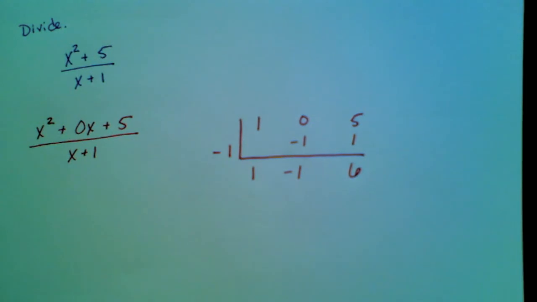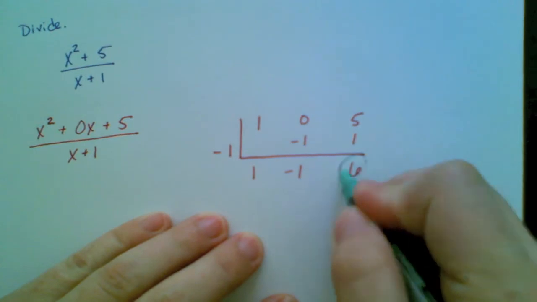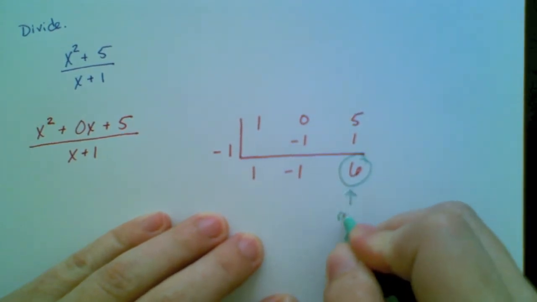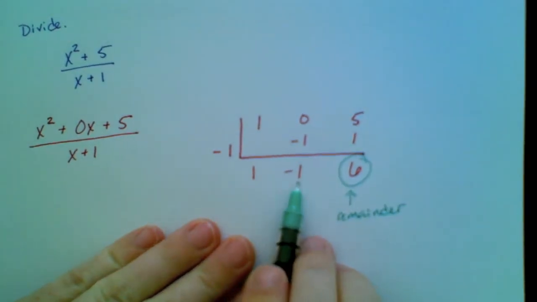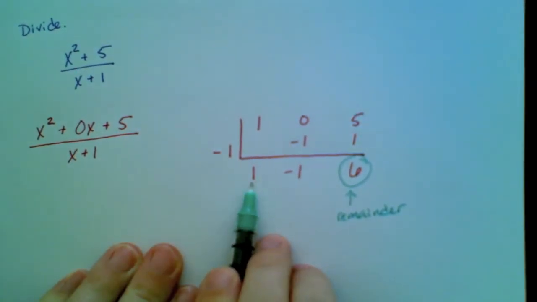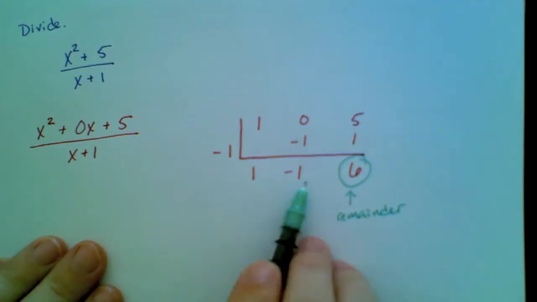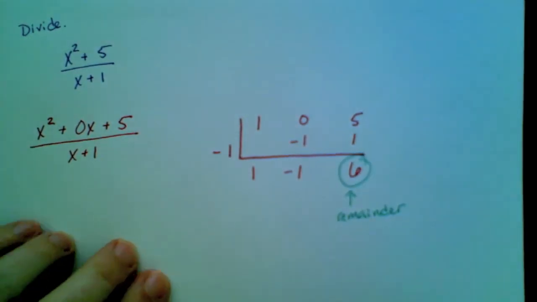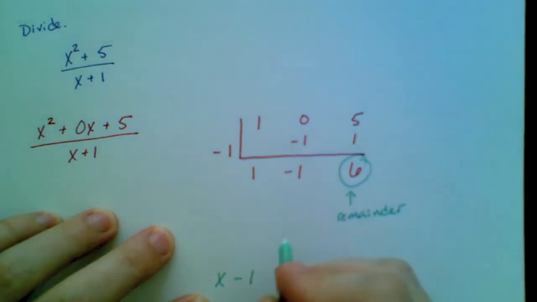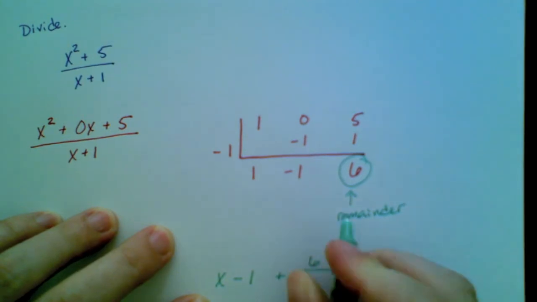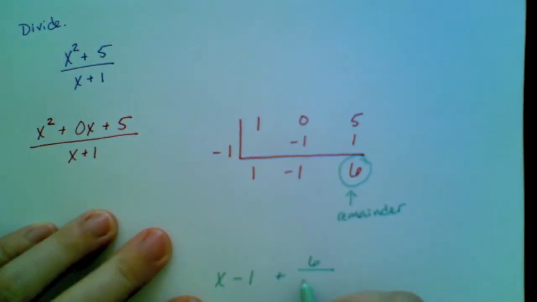So now I need to interpret this answer. Remember, this term is always my remainder. This is my constant term. This is my x term. And that's all I've got from this result. So my result is going to be x minus 1. And I can write that as a 6 over the divisor, and remember the divisor was x plus 1.